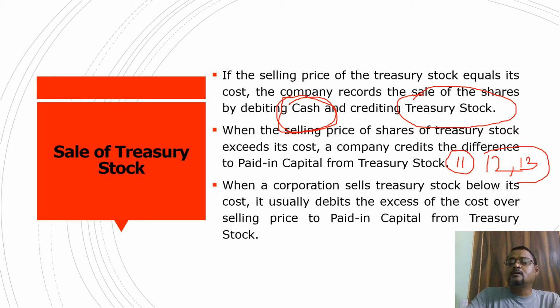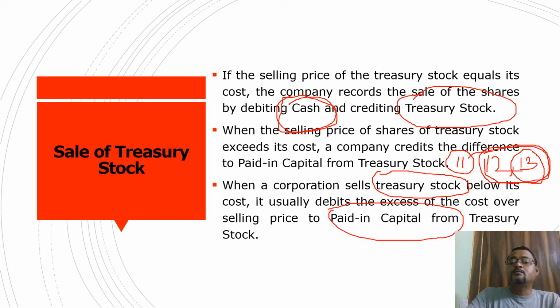So this means if the reissue price is higher than the cost, there will be a credit to paid in capital. The difference between the reissue price, if it is issued for 13 and purchased for 11, 2 rupees of security premium will go to the paid in capital. And also, if the treasury stock is reissued at a price which is below the cost, the difference will be debited to paid in capital.